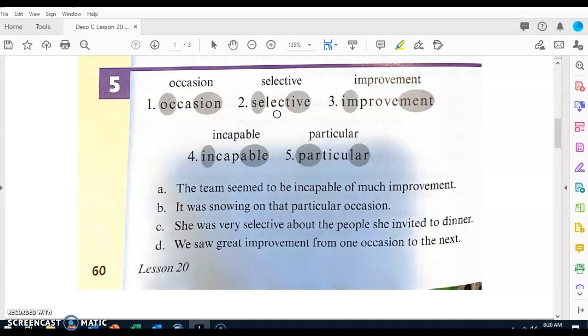What word? Selective. What's the first part? Say. What's the last part? Tiv. The middle part is spelled L-E-C. What does that part say in the word? Get ready. Lick. So the parts are se, lick, tiv. Say the whole word. Get ready. Selective.